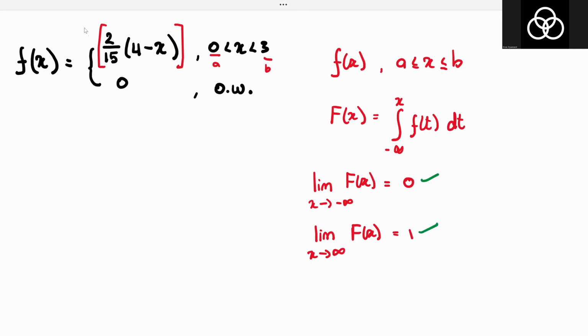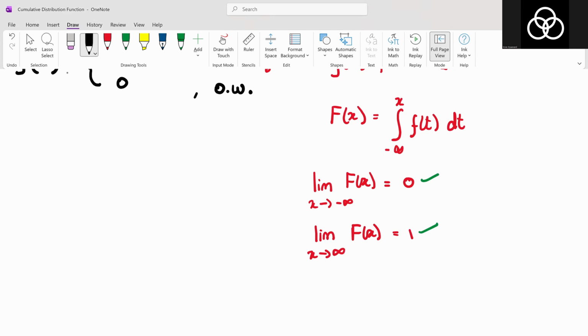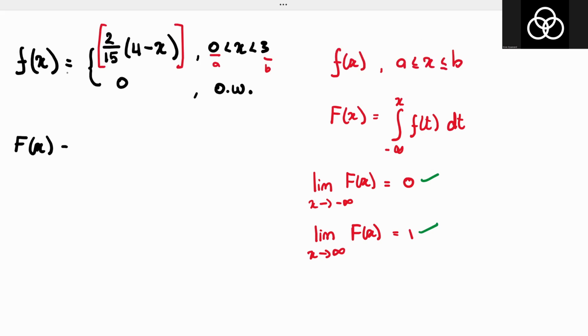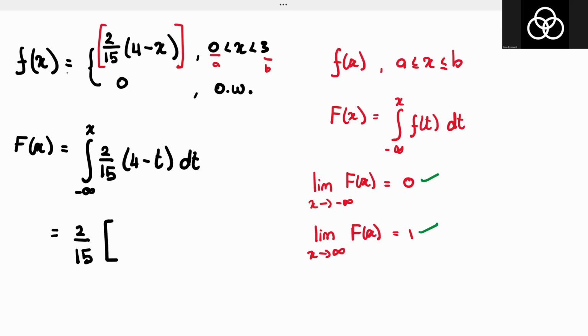So let's look at the CDF, right? So F of x is the integral with minus infinity, 2 on 15 times (4 minus t) dt. The reason for the dummy variable is because we substitute an x, right? So if we substitute x into x, that's kind of weird. So we're just going to substitute it in the dummy variable. This should be 2 on 15 times 4t minus a half t squared between x and minus infinity.